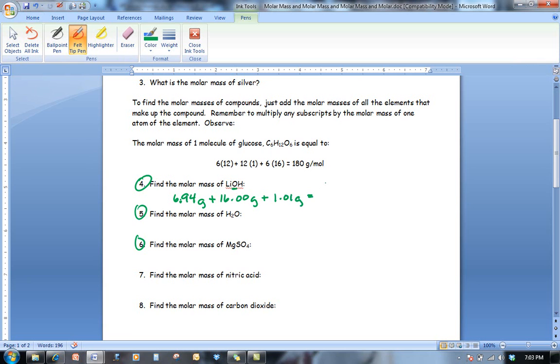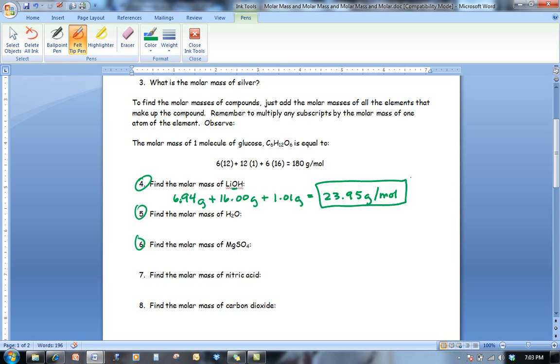And in your calculator, all you're going to do is add 6.94 plus 16 plus 1.01, and you should get a total of 23.95 grams per mole. And this is your answer.